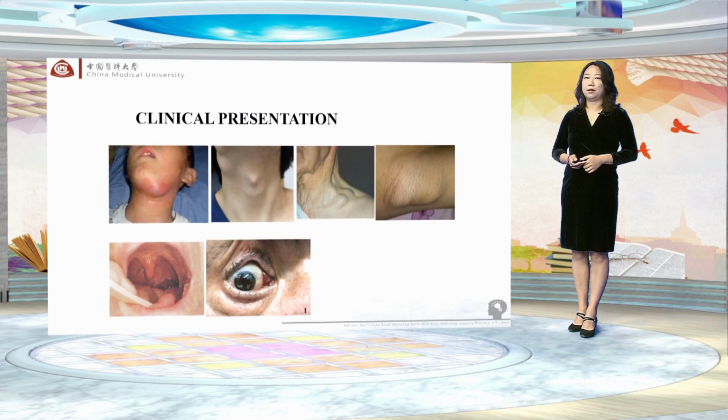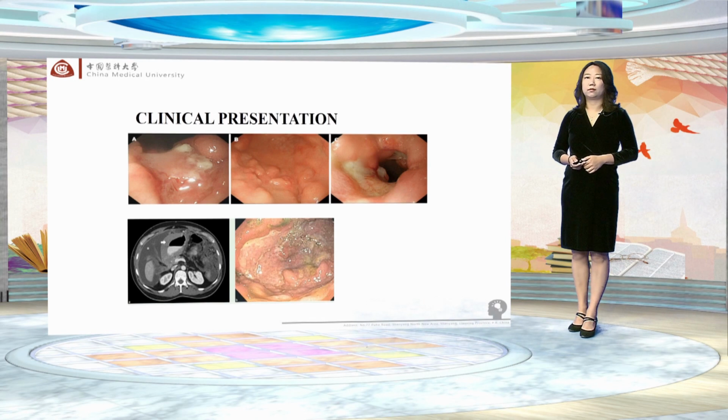Here are some pictures of the clinical presentation of patients with non-Hodgkin lymphoma. We can see the enlargement of superficial lymph nodes, tonsillar mass, and the ocular external mass. The gastrointestinal tract can also be involved. Under endoscopy, abnormal gastrointestinal mucosa can be seen. The thickened gastric wall can be seen on CT image.